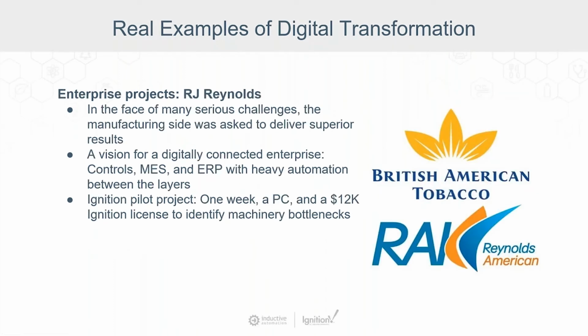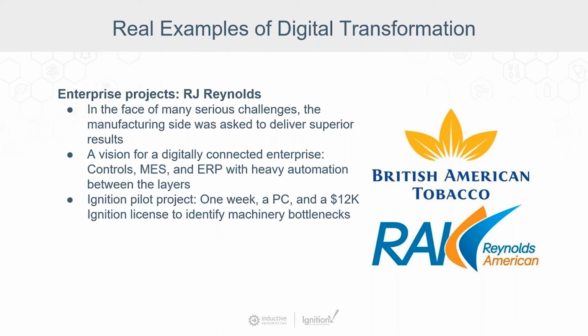This is one that I'm excited about, that I've worked with these guys for a number of years, actually. And their story is an interesting one. So this is RJ Reynolds, which is now part of British American Tobacco. And they're a great example of enterprise digital transformation, so doing it on a really large scale with a lot that's happening. But they didn't start large.